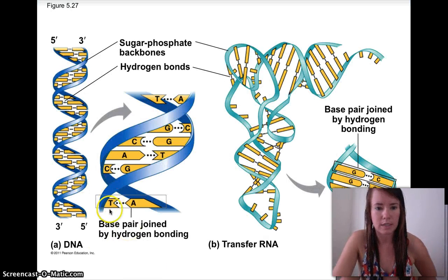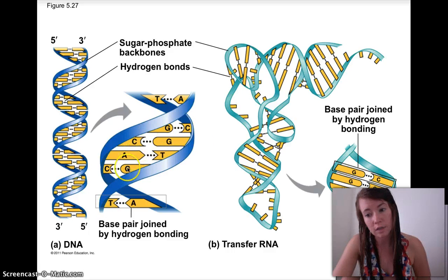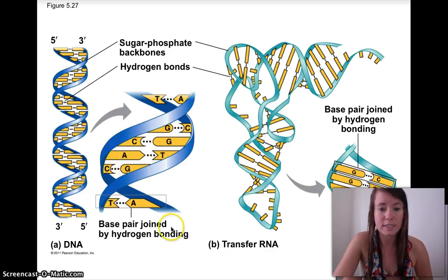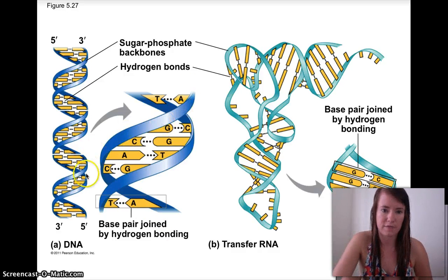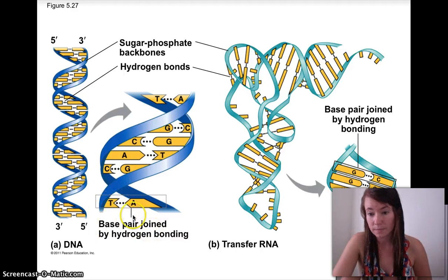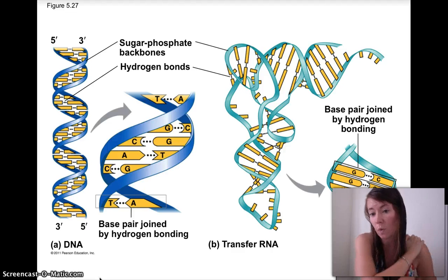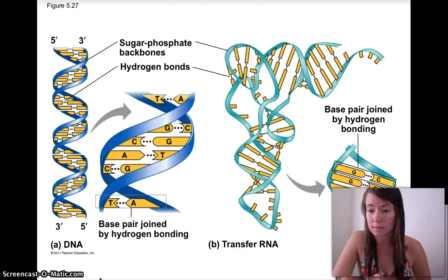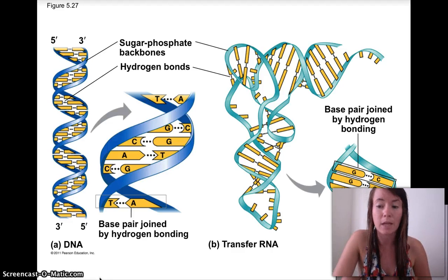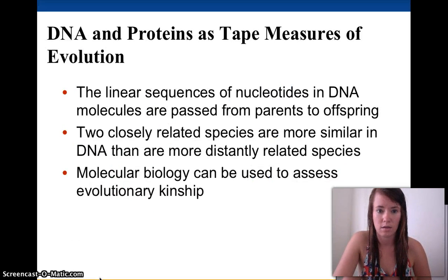Here we go, so we can see it. Here's one DNA strand. This blue part is the sugar phosphate backbone, and in the middle are our nitrogenous bases. They're attached to a second DNA strand with the sugar phosphate backbone and the nitrogenous bases in the middle. The base pairs in the middle are held together by hydrogen bonding. So that's not phosphodiester. Phosphodiester is only in the backbone. But the bases in the middle are held together by hydrogen bonding.